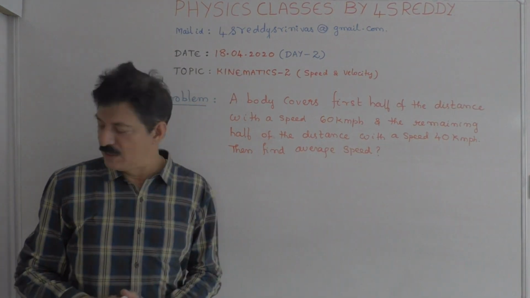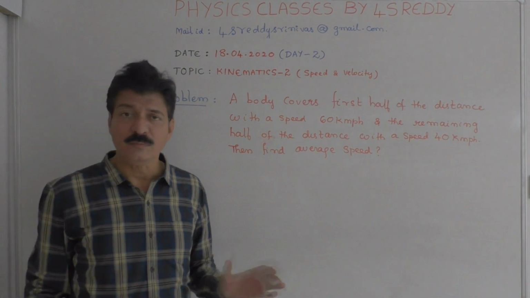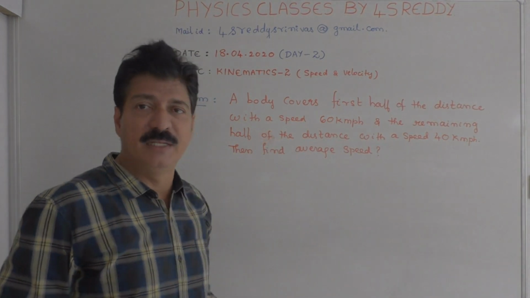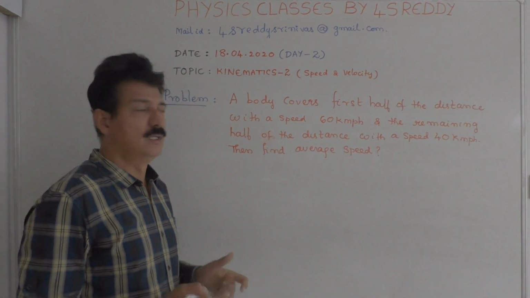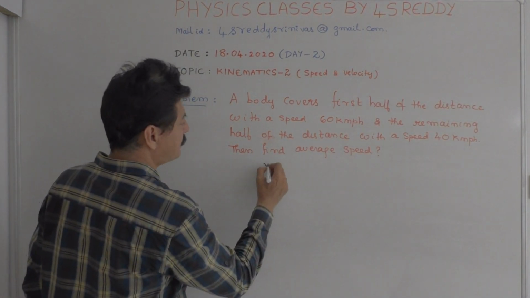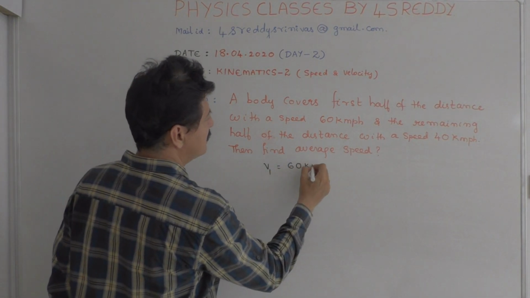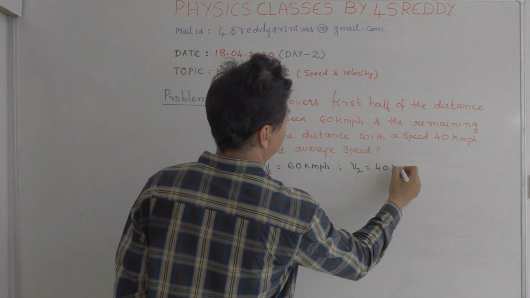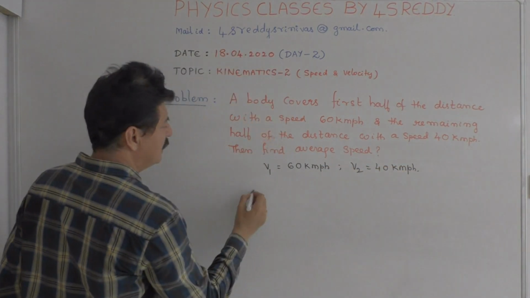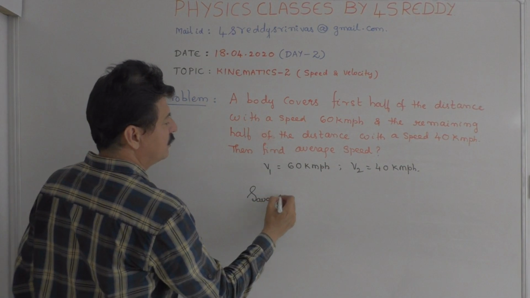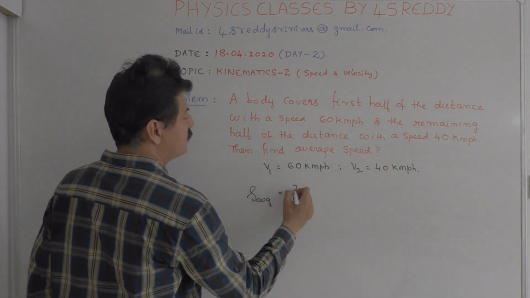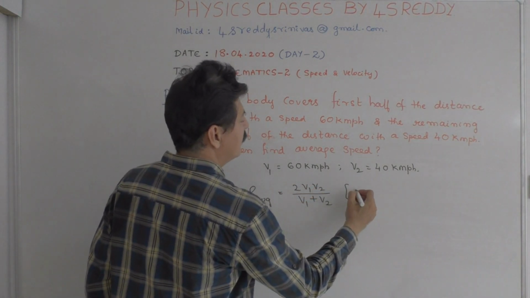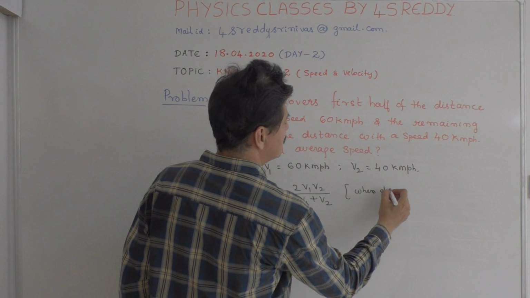Suppose you are asked like this. Now, what is the point that you observed? First half of the distance, second half. That means the distances are equal. When the distances are equal, here V1 is 60 kmph, V2 is 40 kmph. Then S average, when distances are equal, is 2 V1 V2 by V1 plus V2. Directly we can write this when distances are equal.